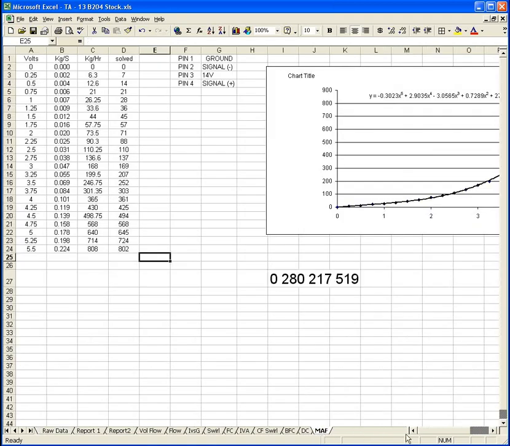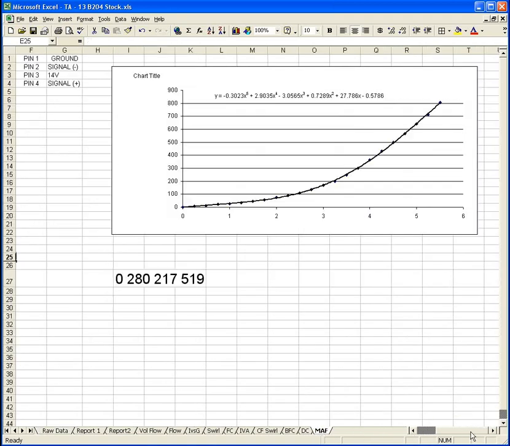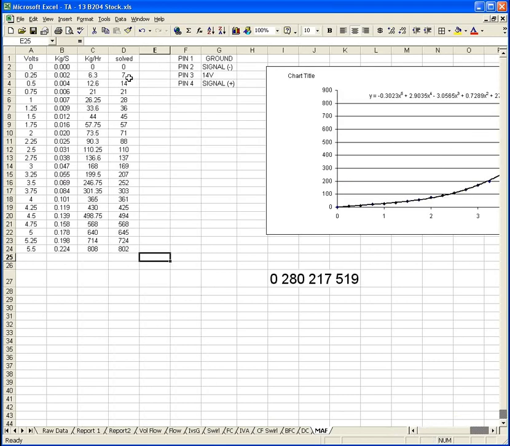And then we have the mass airflow meter curve here, so you put these numbers in. This is actually not the right number, but you put the numbers of your mass airflow curve in here, and then it generates a transfer function for it. So this is y equals this crazy number times voltage to the fifth plus this times voltage to the fourth, blah, blah, blah.